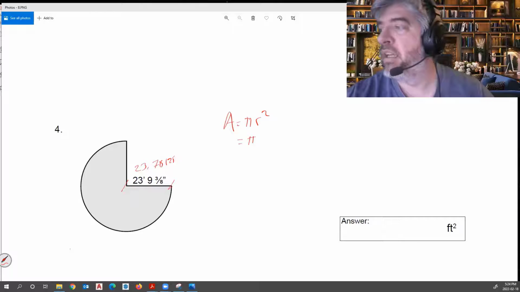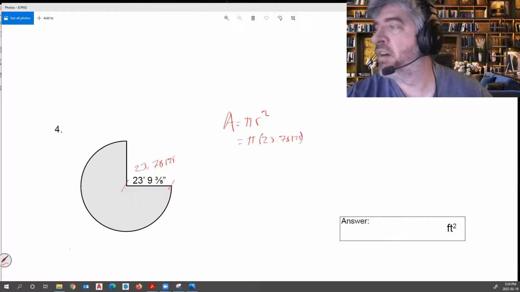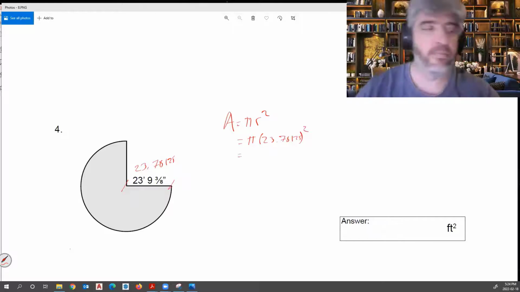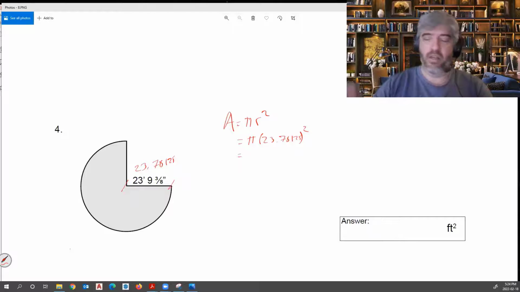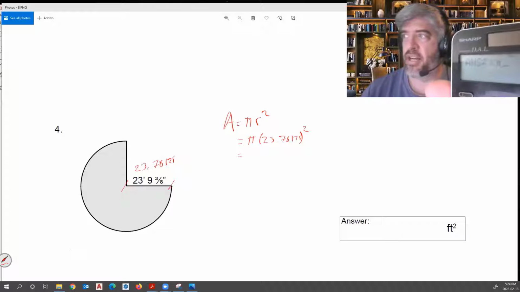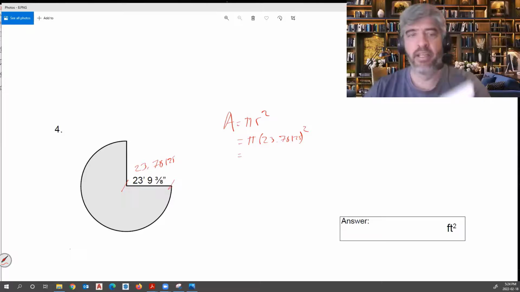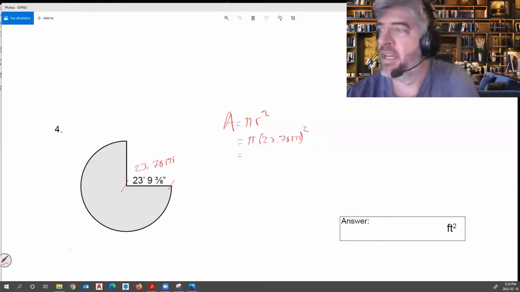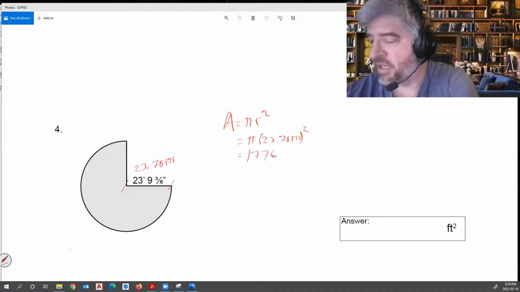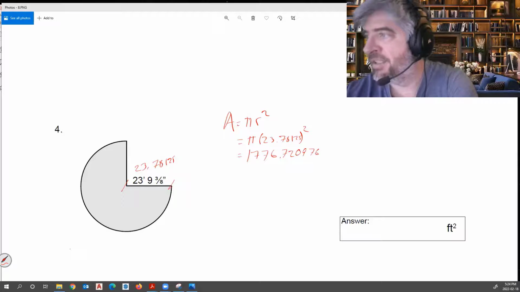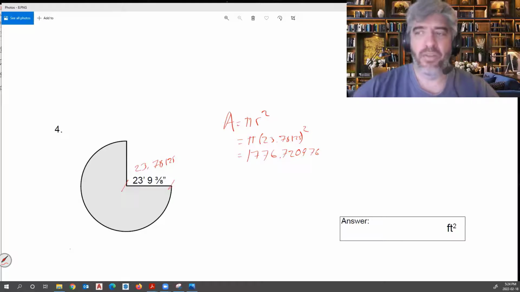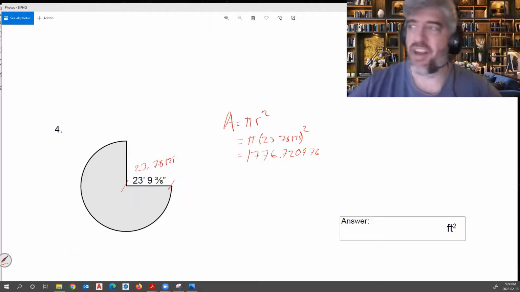It would just be pi times 23.78125 squared. And I can just plug this in my calculator right away. So squared times pi. All I did was have that in my calculator. I just hit the squared button and then times pi, and then I just hit equals. Okay, so this equals 1776.720976. Now remember, I only want the area of the shaded section here, which is 75% of a circle.